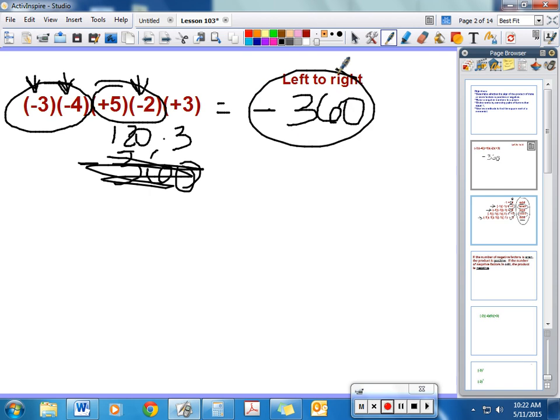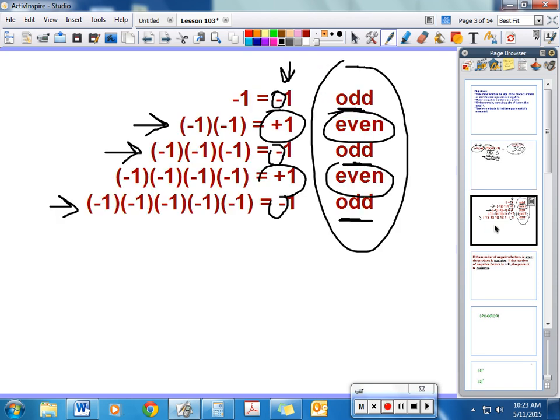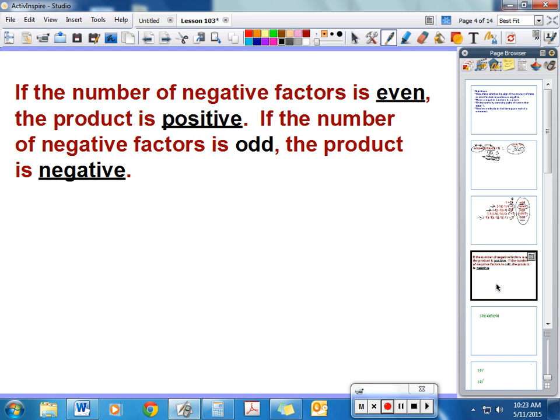So you can use this shortcut with the patterns. I have written that out. This is your first note that I would like you to put under your heading lesson 103. If the number of negative factors is even, the product is positive. If the number of negative factors is odd, then the product is negative. So that should be a very helpful hint that you can go ahead and write in your notes.